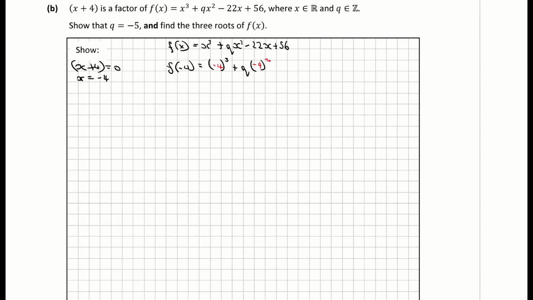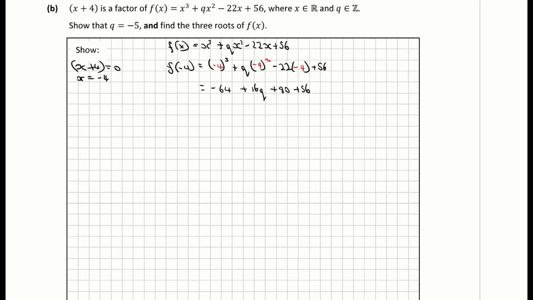minus 22 times x, which again is negative 4, plus 56. Okay, and solving that, minus 4 cubed is negative 64, plus q times minus 4 squared, which is 16, so 16q, and minus 22 by minus 4 is a positive 80, plus 56.